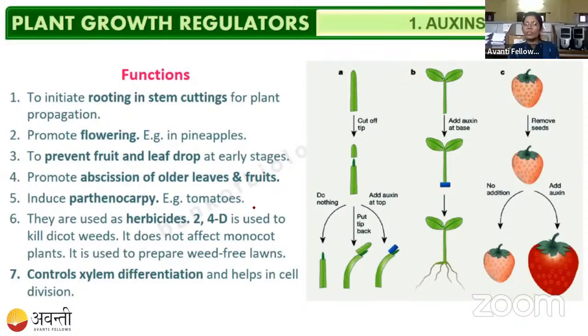So all these are helping in the growth or not? Yes, they are helping, right? To prevent fruit and leaf drop at the early stage, auxin helps very much. And to form parthenocarpic fruits. What do you mean by parthenocarpy? Yes, use the chat box and give me the answer. What is parthenocarpy?